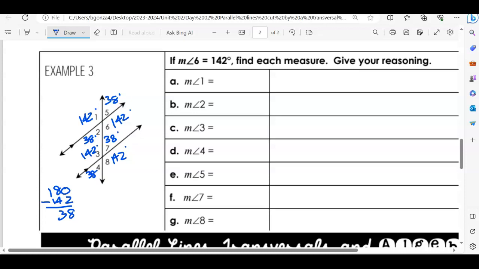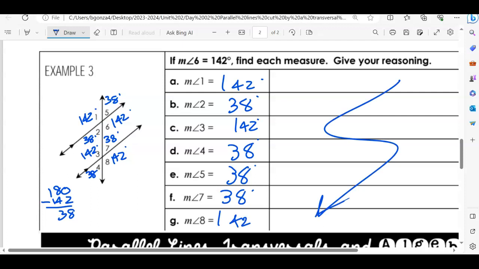So, 1 is 142. 2 is 38. 3 is 142. 4 is 38. 5 is 38. 7 is 38. 8 is 142. Zigzag, zig.